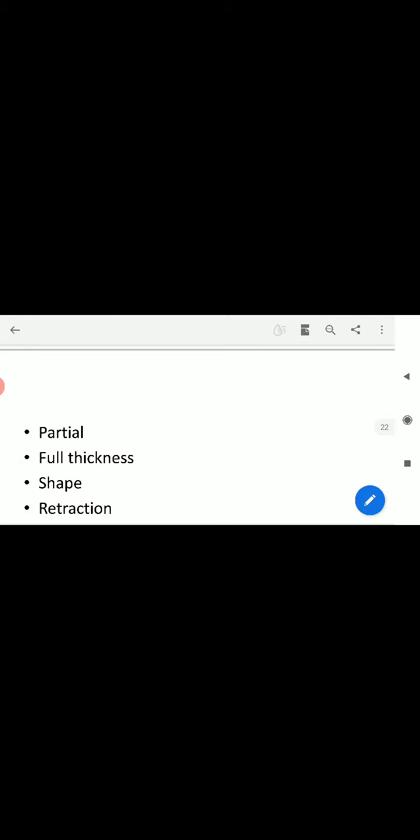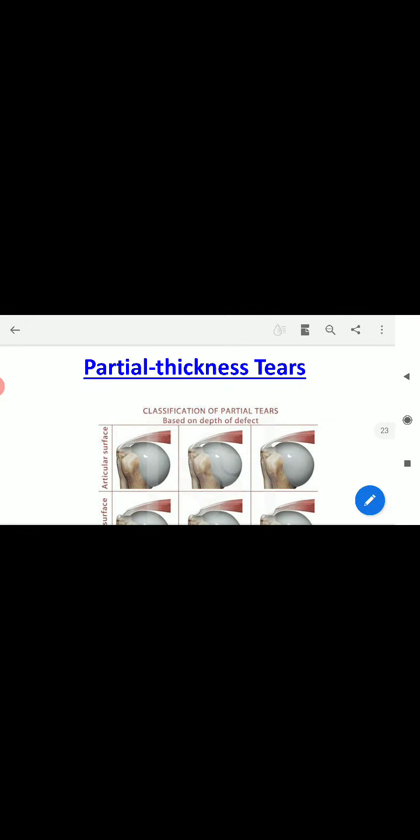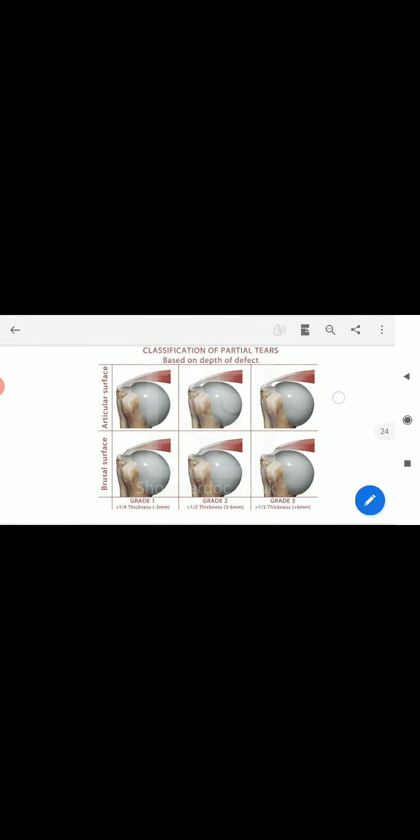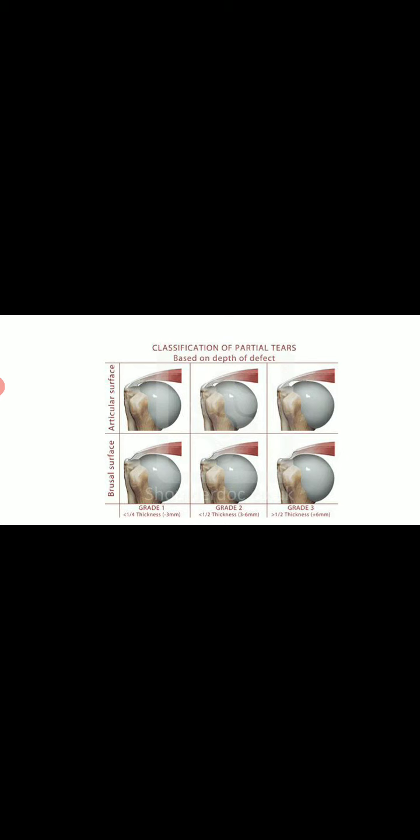Coming to the rotator cuff tears, they are divided into partial thickness and full thickness, and we also need to see their shape and size of retraction. Partial thickness rotator cuff tears are again divided into A, B, C: articular surface tears, bursal surface tears and interstitial tears. In this picture you can see the articular side tear, divided into 1, 2 and 3. Grade 1 is less than 1/4 of the thickness, grade 2 is less than half of the thickness, grade 3 is more than half of the thickness.